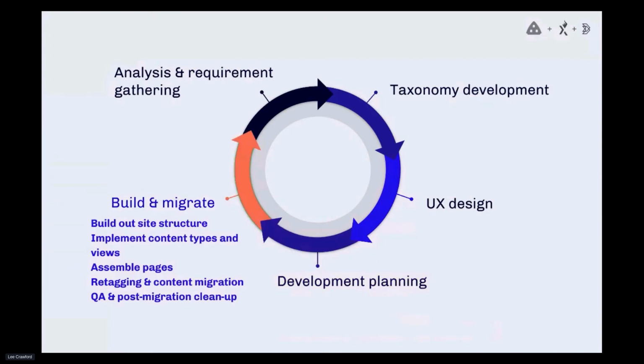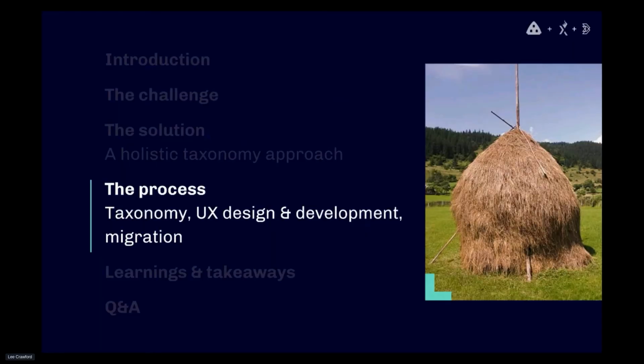Once all the plumbing was in place, there was a lot of work to actually build out the site structures. We had to assemble the content types and views, put the pages together, and at the same time, there was retagging and preparing content for migration. So now we'll talk in more detail about the work that went on in each work stream, starting with taxonomy development.